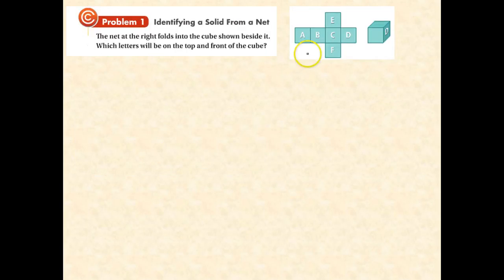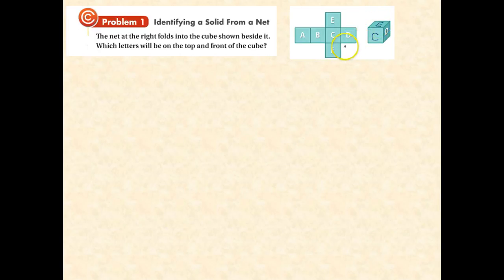So, identifying a solid given a certain net. The net at the right folds into the cube shown here. Which letters will be on the top and front of the cube? So what letter is going to be here and what letter is going to be here? Well, you might be able to tell by looking right here. This edge here is facing the flat part of the D, which is right here. Kind of tells me there might be a C right here. And then who's right above the C? Maybe an E over here.